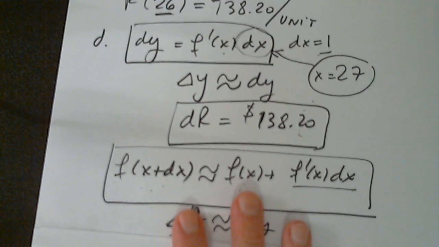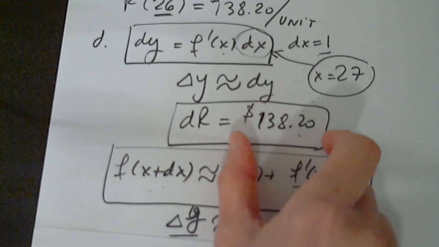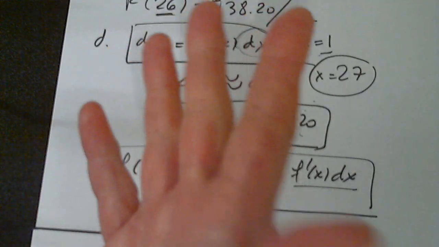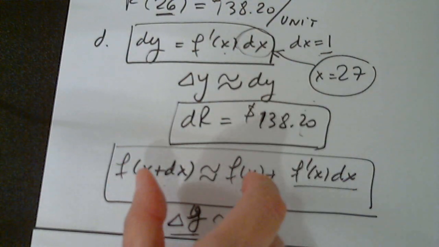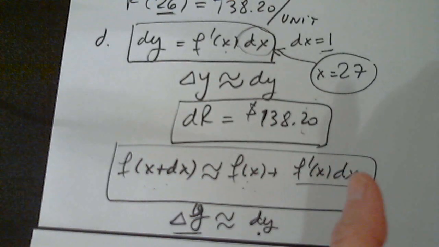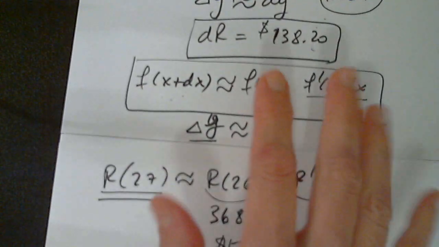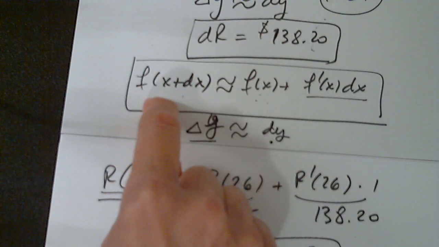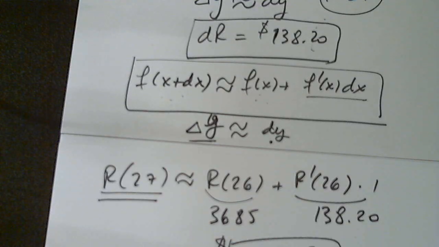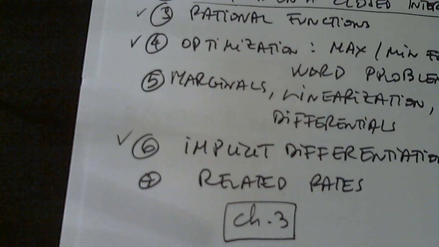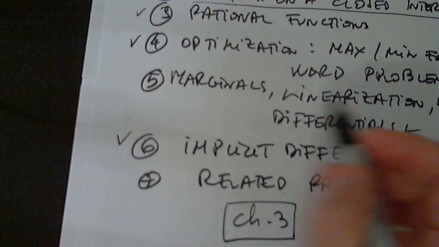If they only want us to estimate the difference, the actual difference that they didn't ask for until now, then I would have just given this answer. If they want us to estimate the revenue at 27, then I have to add these two quantities. So that was linearization and differentials.